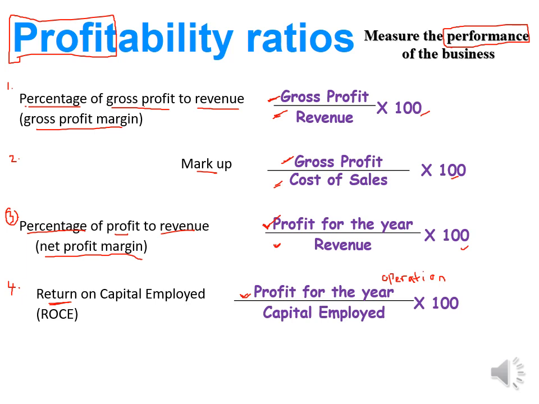Okay, just now we discussed capital employed, right? What is the formula to calculate capital employed? Do you remember that? Yes, capital plus NCL. Capital plus non-current liability. So we take the profit from operation, divide with the capital employed, and we'll get return on capital employed. These are the 4 profitability ratios.